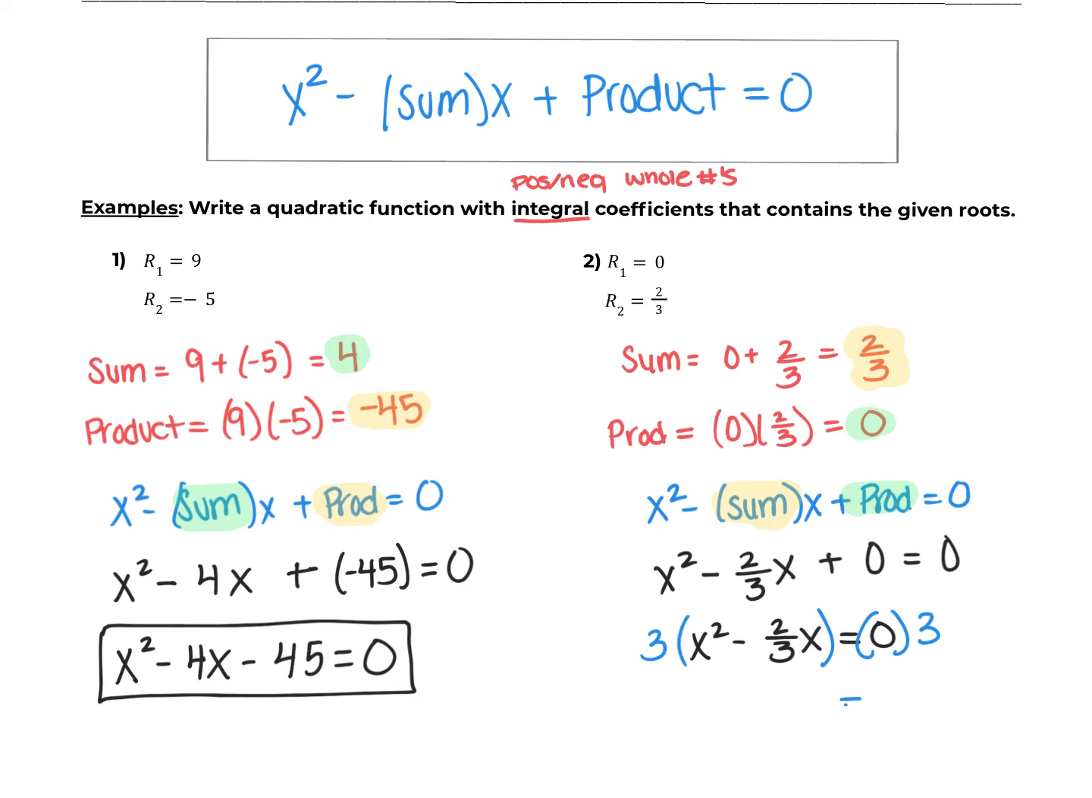So on the right side, 0 times anything is 0, right? 0 times 3 is 0. 3 times x squared, if we distribute it in, will give us 3x squared. And 3 times negative 2/3 x, if you put that in your calculator, you'll get negative 2x. So notice what it does is it gets rid of the fraction, and now we have an integer coefficient here and an integer coefficient here. So take a couple seconds, pause the video, and put 3 times 2/3 in your calculator to see that you get 2.